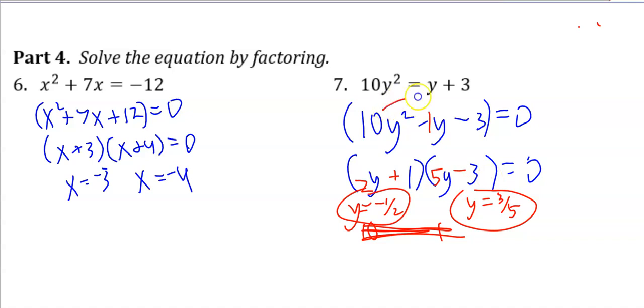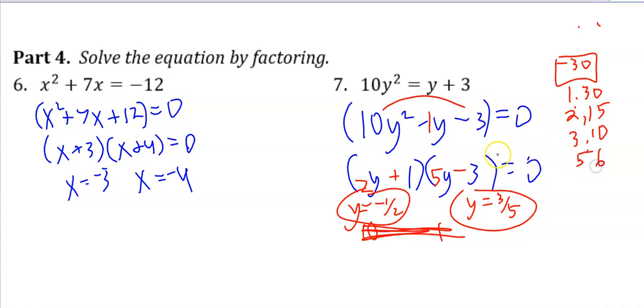The other way you could have done it is when you see AC, you could have done -30. Right, factor that as many ways as you can. 1 and 30, 2 and 15, 3 and 10, 4 doesn't go in there, 5 and 6. Two factors that add up to make a -1. So I think that would be a -6 and a +5. You would take that middle term and split it up using these two terms. So it'd be like 10y squared plus 5y minus 6y minus 3. Then do factoring by grouping. You should get the same factoring and the same result.